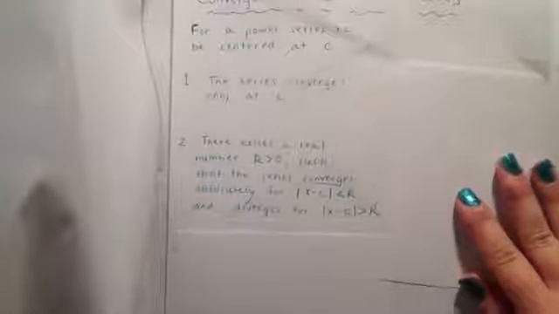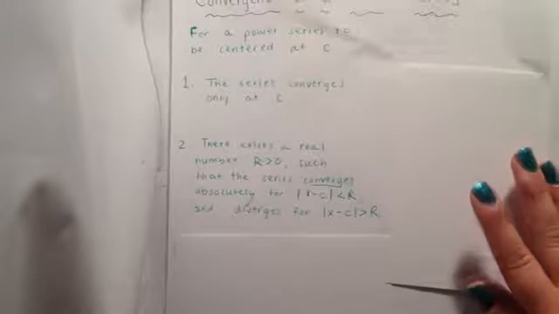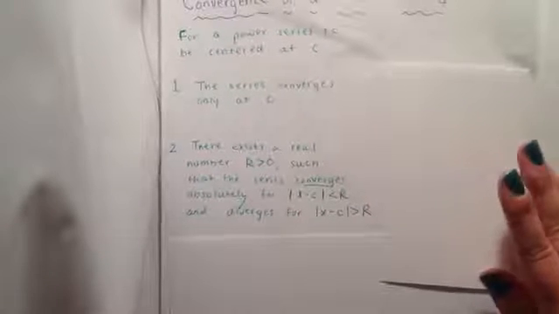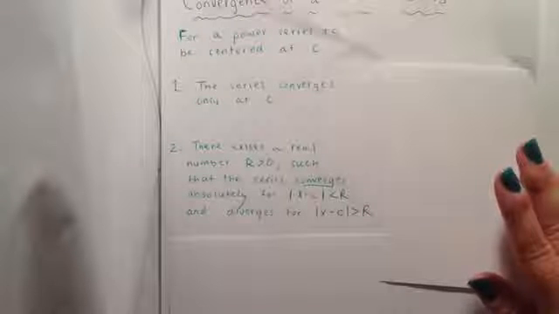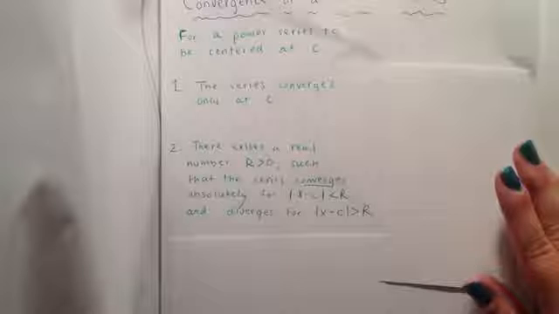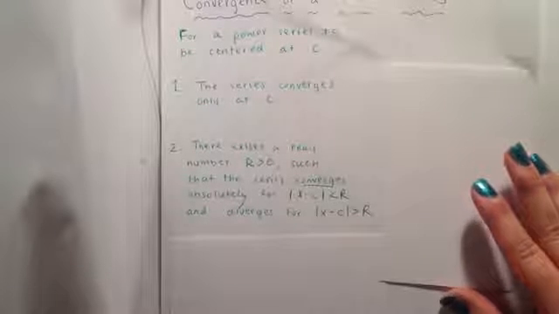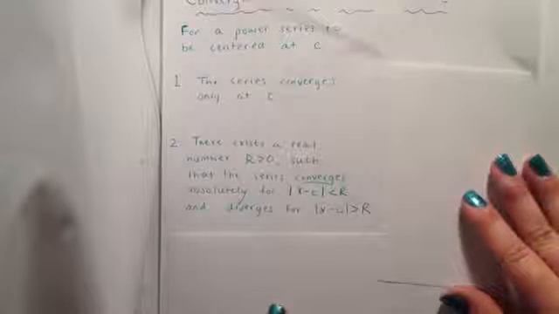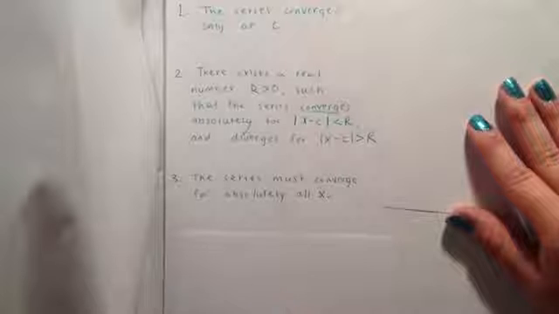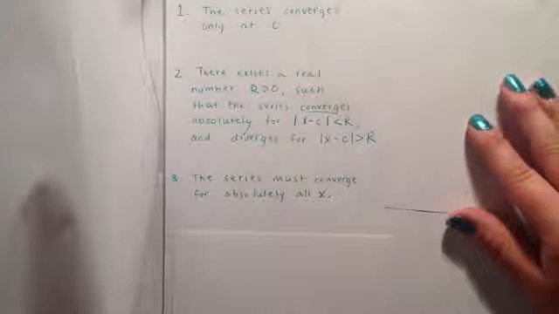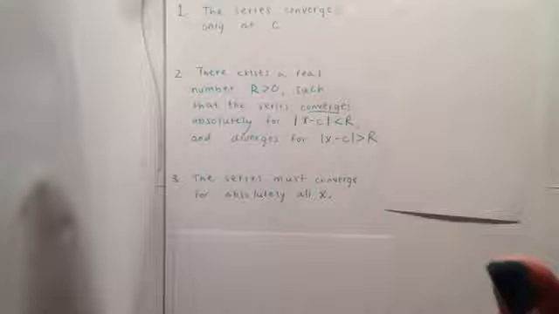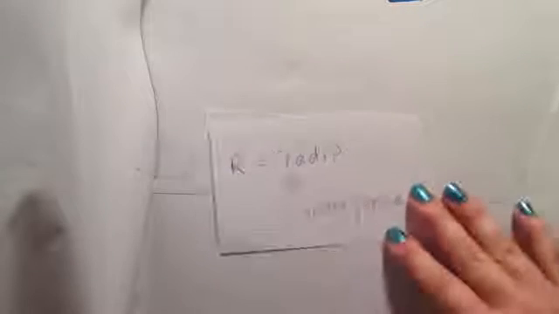2. There exists a real number, r, greater than 0, such that the series converges absolutely for the absolute value of x minus c less than r, and diverges for the absolute value of x minus c greater than r. And 3, the series must converge for absolutely all x. Now r is your radius of convergence.